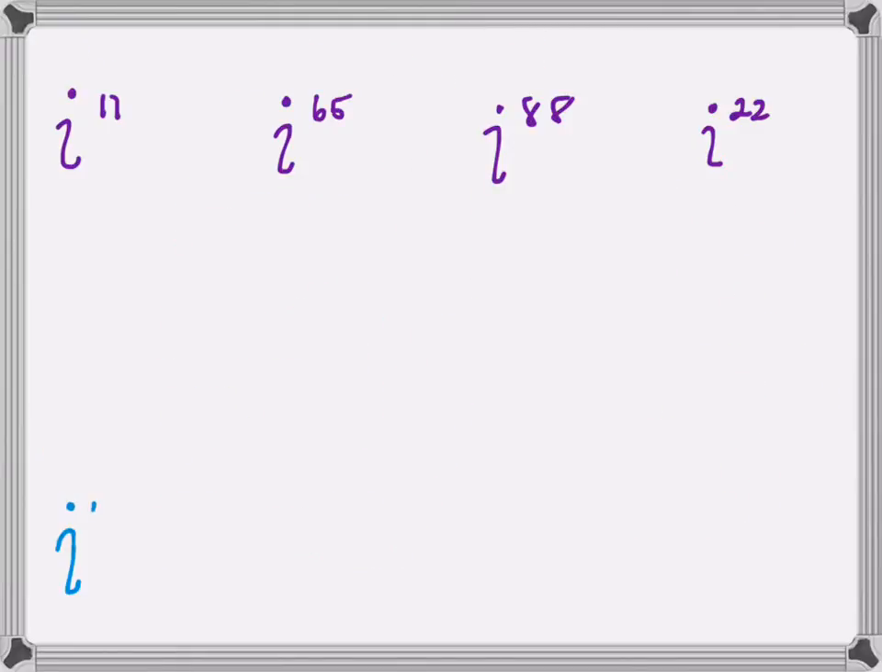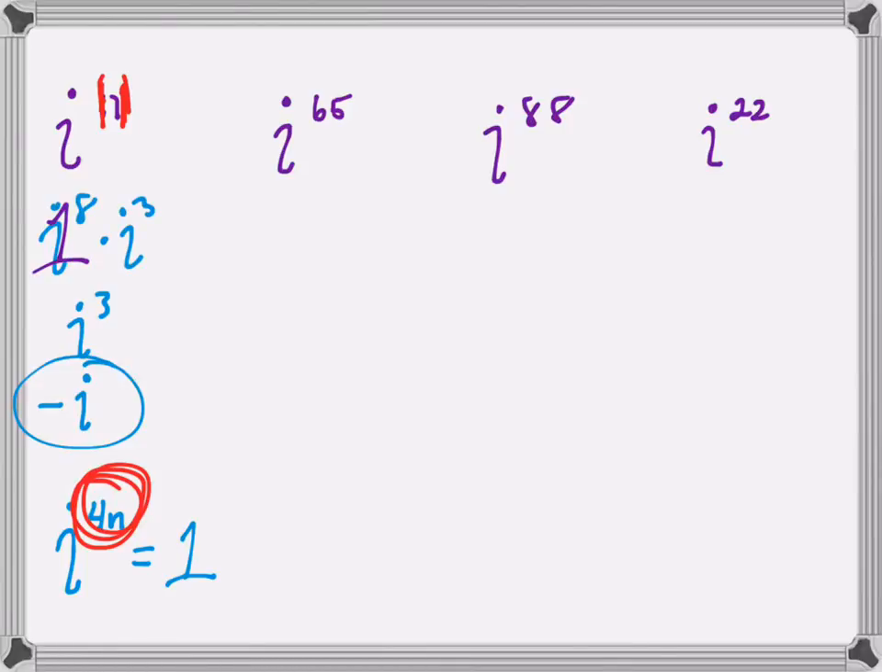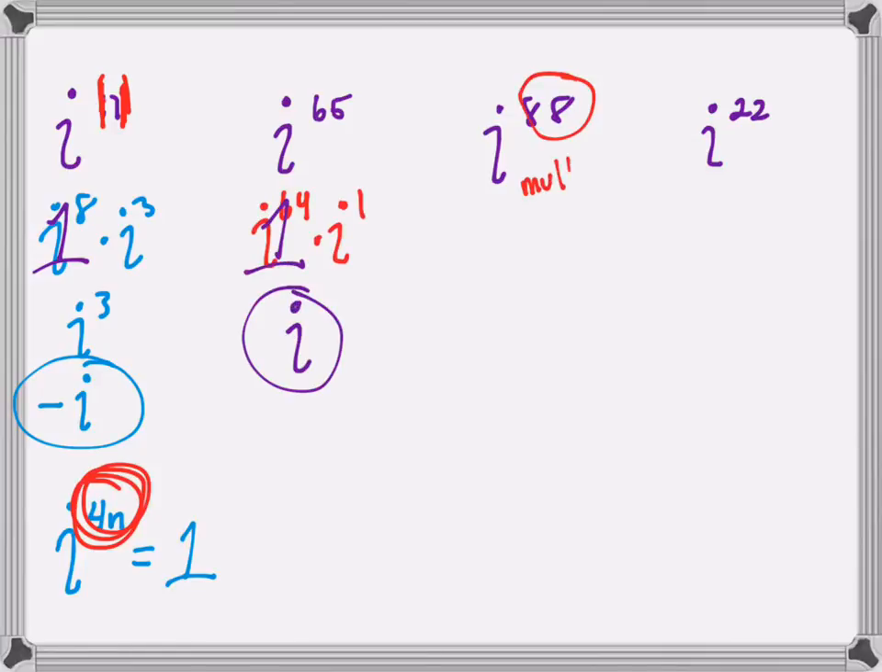All right, so let's use those properties. i to the 4 times anything, so if this is any multiple of 4, that just equals 1. So i to the 11th, that's an 11 there, sorry, is i to the 8th times i cubed, which is just i cubed, which is negative i. i to the 65th, well, 64 is the biggest multiple of 4 less than 65. So that gives you i.